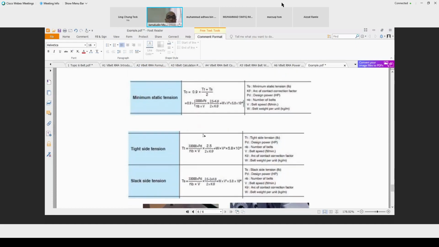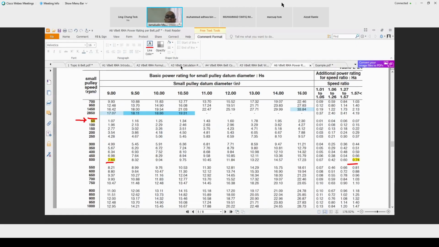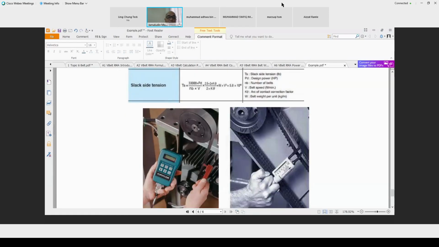This is the calculation based on the tight side and the slack side. You insert all the equations there inside here. Okay, plus W, and the W will be based on the table here, the value from here. Right? Then you get the equation. Okay. Then you get whatever the tension value is here.